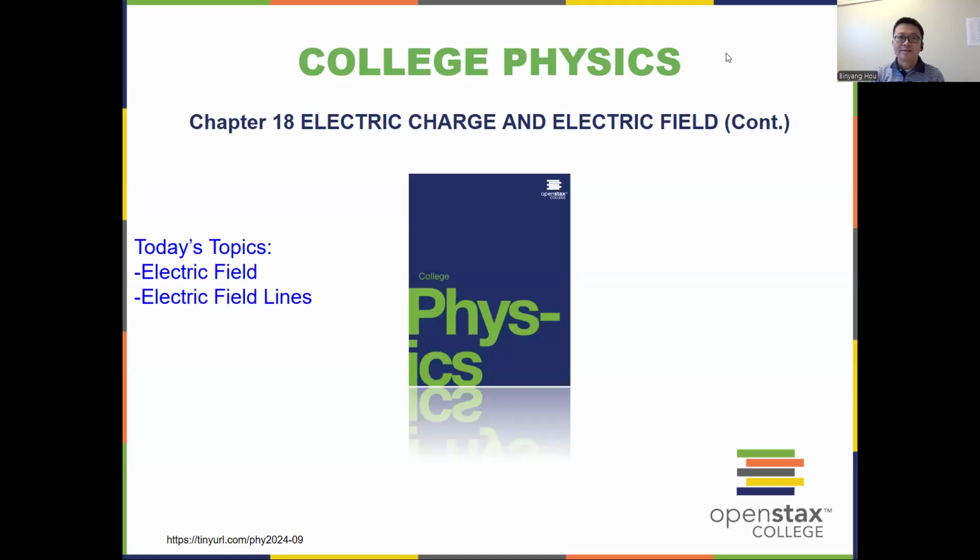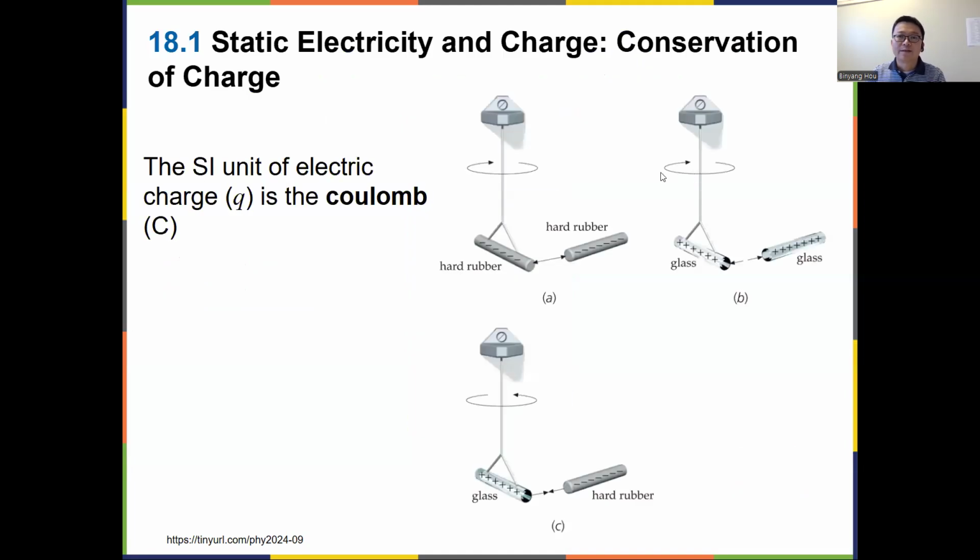All right, welcome back. So today we are going to continue looking into chapter 18. We'll be talking about electric field and the way to represent it, electric field lines. So we'll have a quick review of what we learned last time.